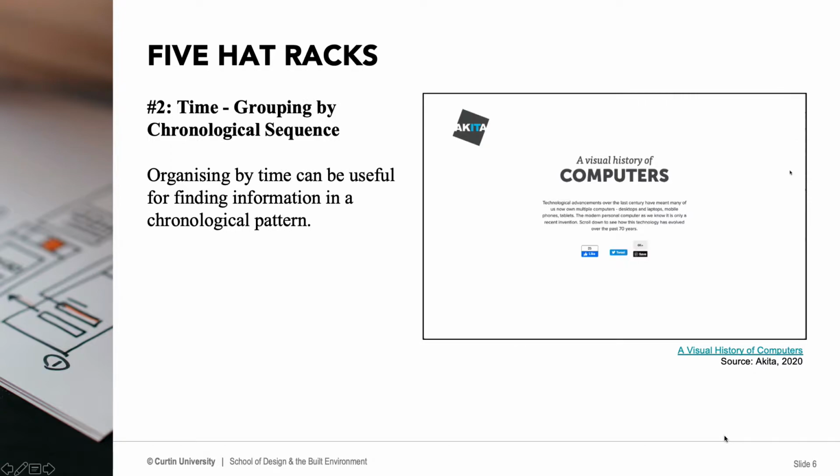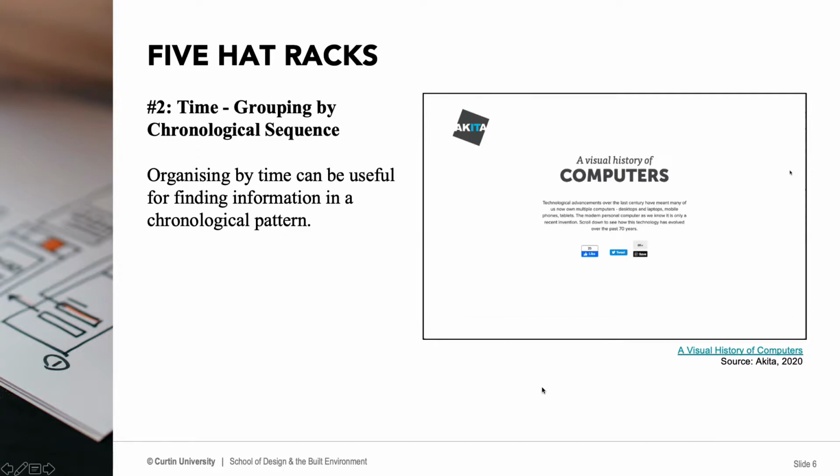Okay, so let's pivot to the next hat rack, by time. So time means grouping by chronological sequence, and using this mode of organization can be really useful if you're trying to find information in a chronological pattern. Right. So that could be in chronological sequence or reverse chronological sequence, meaning back in time or forwards in time.